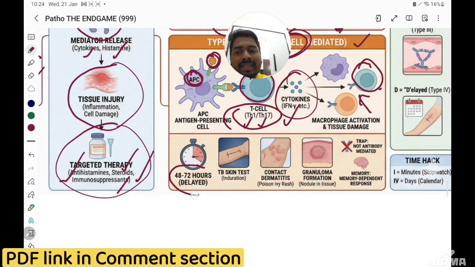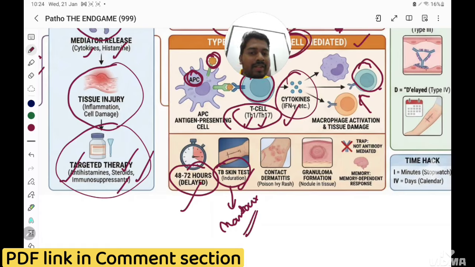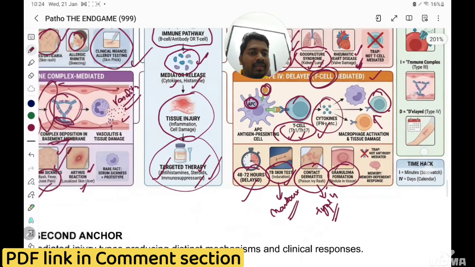This is basically delayed; it is seen after 48 to 72 hours. The TB skin test, which is the Mantoux test, is an example of type 4. Similarly, contact dermatitis, an irritation caused by contact with some irritant, is also type 4. An example is the poison ivy rash. Granuloma formation in TB is also type 4.